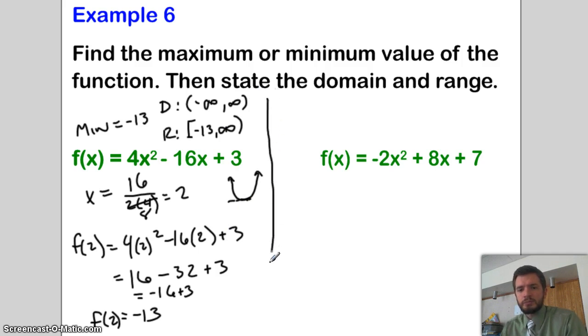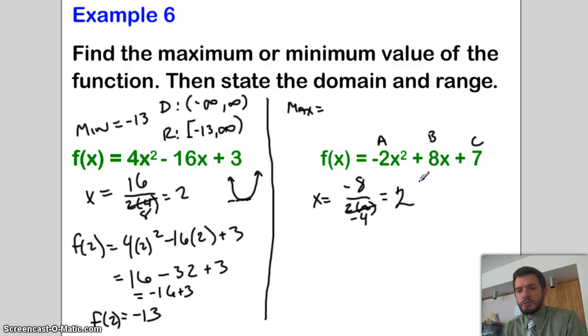Okay, one more. We've got a negative 2 for A, so we know it's going to be a maximum. B is 8, C is 7. So let's find it. x equals negative B, so negative 8, over 2 times negative 2. 2 times negative 2 is negative 4. Negative 8 divided by negative 4 is positive 2.